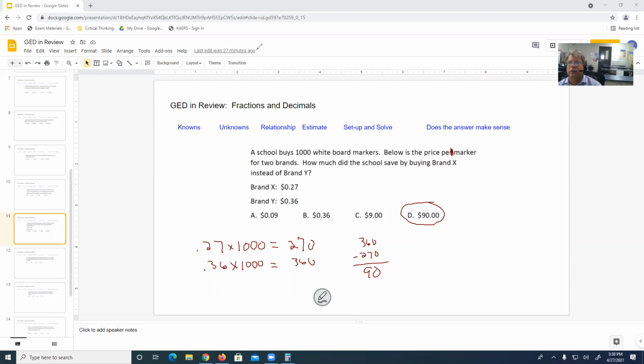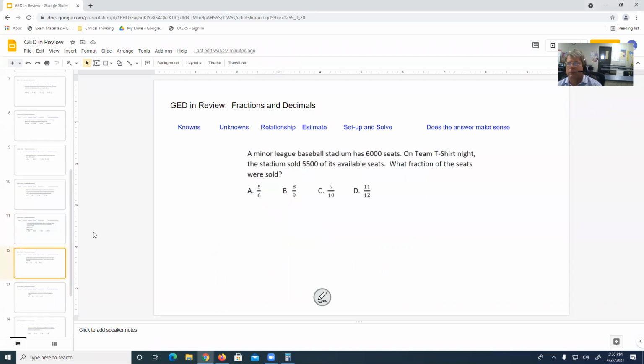So let's clear this off. And let's go to the next one and see what we got here. So again, those fractions jump off at me. I'm already kind of nervous about this one because I see A, B, C, and D are all fractions. Great. Let's see what the question actually says, though. A minor league baseball stadium has 6,000 seats. On team T-shirt night, the stadium sold 5,500 of its available seats. What fraction of the seats were sold? So again, the unknown here is we're looking for a fraction.